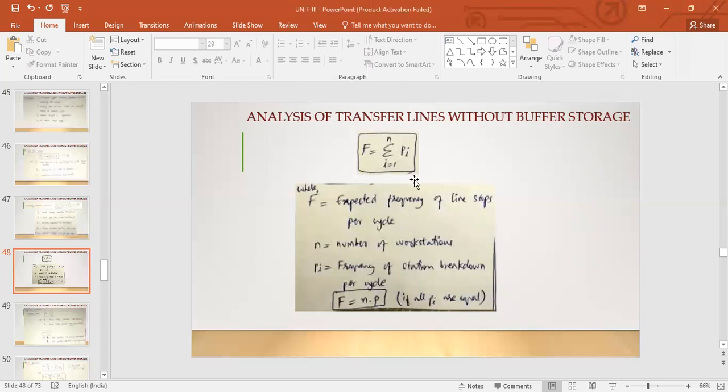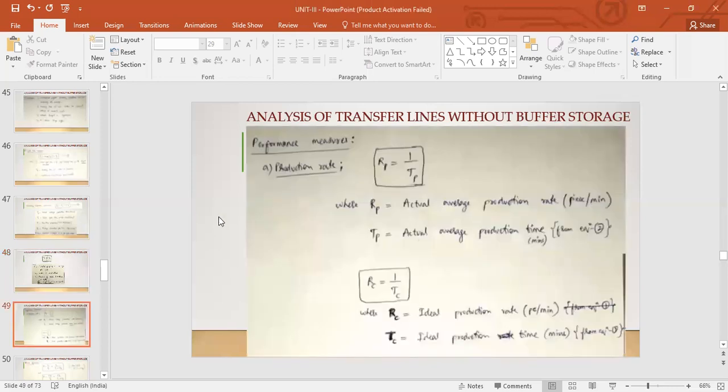Then performance measures, that was your cycle times, I mean the time analysis. This is your performance measures. What are the performance measures? How will you compare the performance from one system to the other? Based on these performance measures. First one being your production rate. Production rate is one useful measure to see how the performance of this line is. So how do you calculate it? It's just the reciprocal of the average production time.